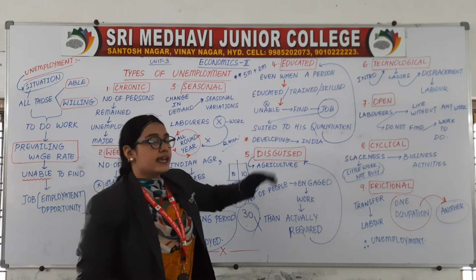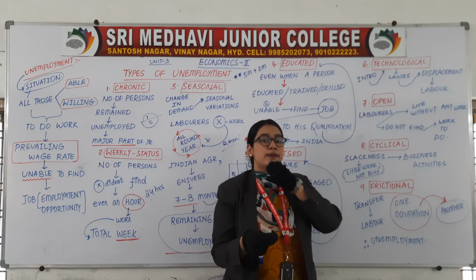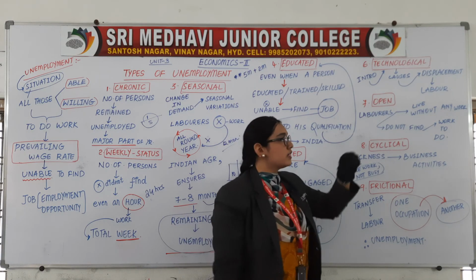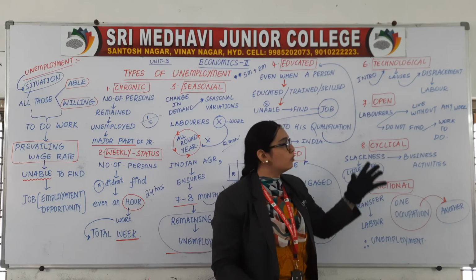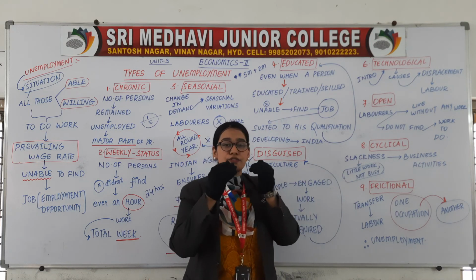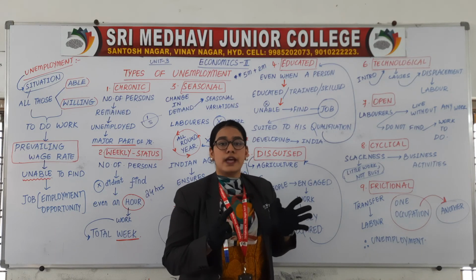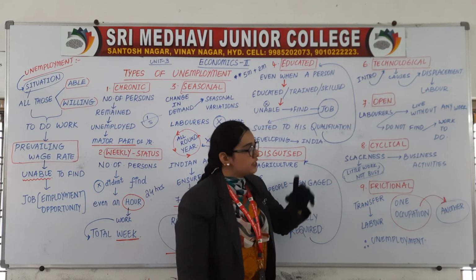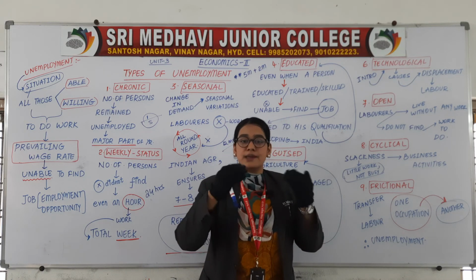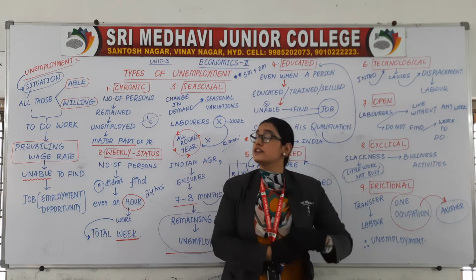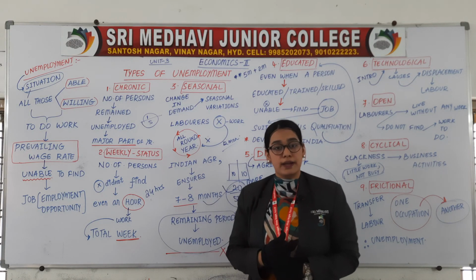Then disguised, excess of workers. Then technological, because of machines laborers are removed. Then open unemployment, they are not having any work to do. Then cyclical, because of small businesses, slackness in activities, unemployment rate increases. Frictional, when changing job from one occupation to another, in the meantime you are unemployed. So in today's topic we have read some 9 types of unemployment.